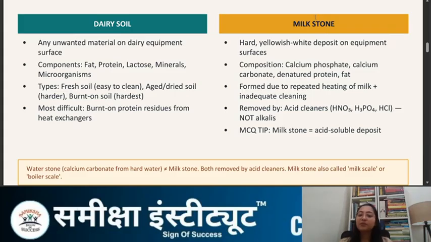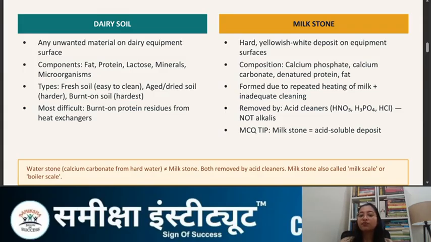Then what do you mean by milkstones? Milkstones are hard yellowish white deposits which are present over the equipments. These are composed of calcium phosphate, calcium carbonate, and denatured protein or denatured fat. Whereas in the case of dairy soil, it was fat, protein, lactose, minerals, and different kinds of microorganisms. In the case of milkstones, these are calcium phosphate, calcium carbonate compounds, and denatured protein, denatured fat compounds.